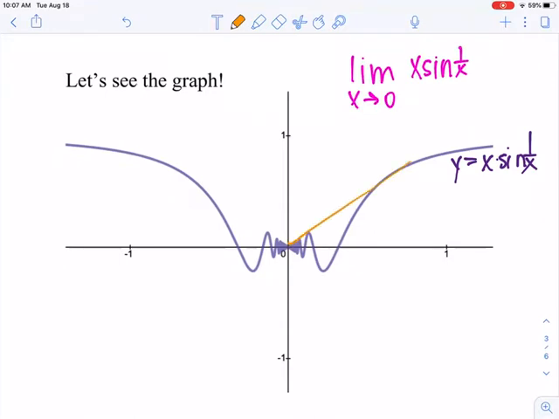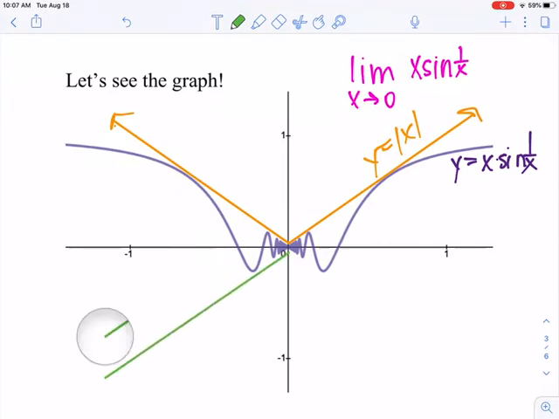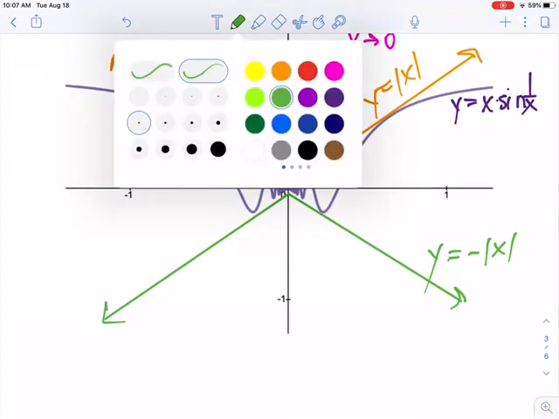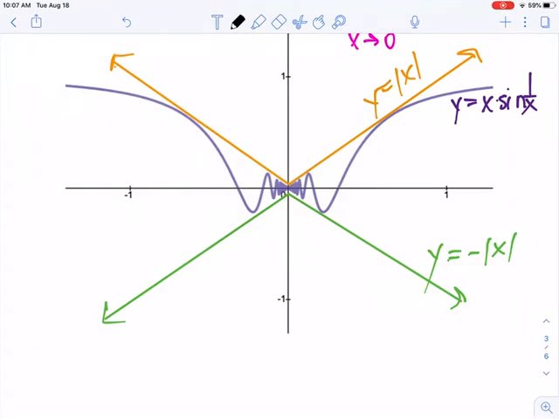Here are two functions that are coming to my mind. Here's one. y equals absolute value of x. What do you think my second one's going to be? y equals negative absolute value of x. So we can see that that purple squiggly function is squeezed in between the orange and the green.